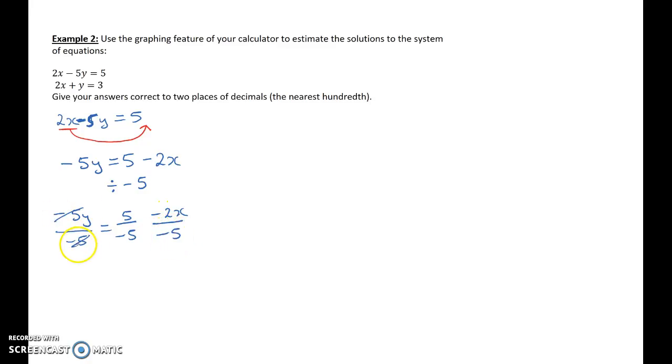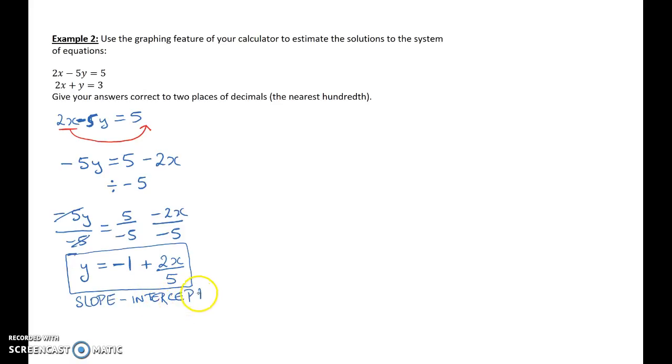The negative 5s will cancel here as they have to, so you end up with y is equal to, now 5 divided by negative 5. A plus divided by a minus is minus, 5 divided by 5 is 1, and minus 2x over 5, minus over minus is plus, so we can write this as 2x over 5. Now, to make this a little bit easier for entering in the calculator, let's just leave it like that with the x on top beside the 2. So y equals negative 1 plus 2x over 5, and that is now in slope-intercept form. Y is on its own, so we're in slope-intercept form. And that's us finished with the manual work with the first equation.